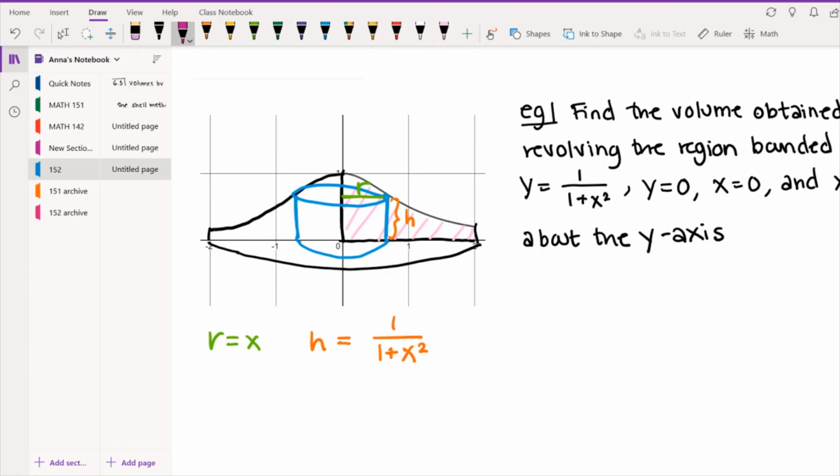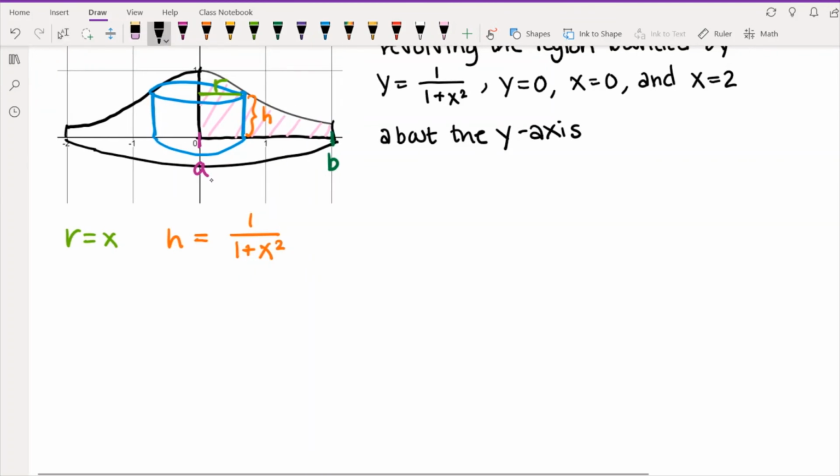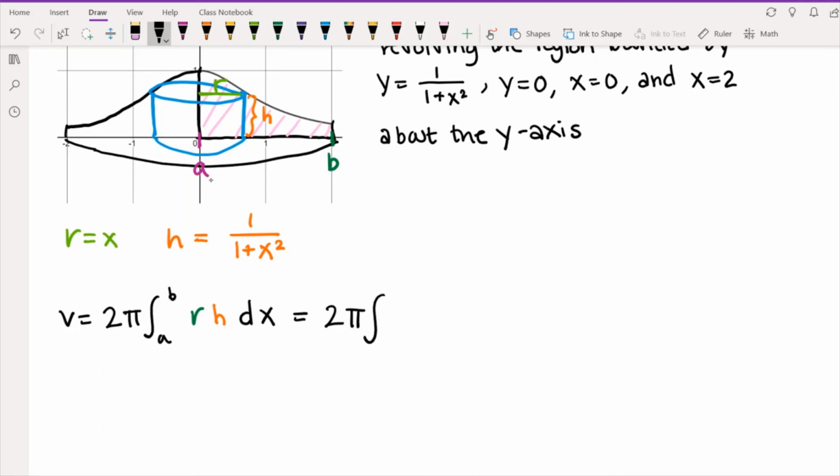And what are the bounds going to be? Well, a is the smallest value, and that is 0, and b is the biggest value, and that is going to be 2. Okay, so what's our volume? Again, we have 2 pi times the integral from a to b of the radius times the height. In this case, that's going to be 2 pi times the integral from 0 to 2, it seems to be popular bounds in this video, of x times 1 over 1 plus x squared.